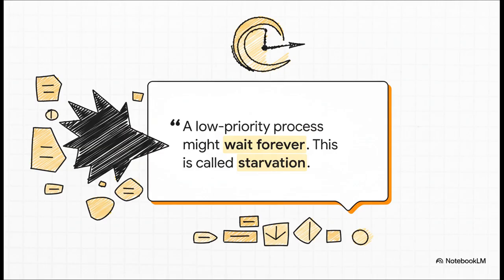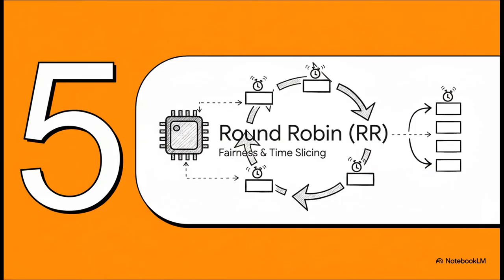And this highlights the single biggest drawback of this method, something called starvation. A process with a low priority might get stuck waiting forever if there's a constant stream of higher priority jobs coming in. And now for our final algorithm, one that's designed specifically for fairness, round robin. This is a preemptive algorithm. The idea is to give every process a small slice of CPU time, called a time quantum, and then move on to the next process in line, cycling through them over and over.